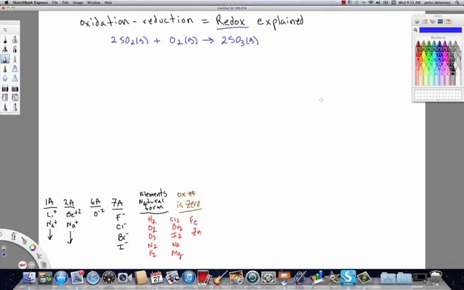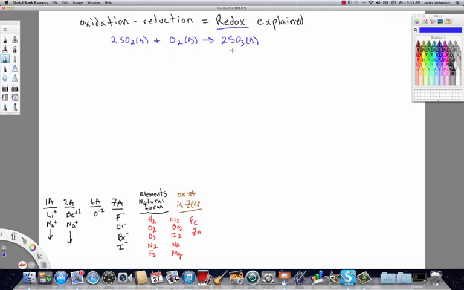Okay, in this video what I want to accomplish is to teach the viewer how to determine whether or not a chemical equation is an oxidation-reduction reaction or not. Oftentimes the acronym for these reactions is called redox, and I'll probably be using that term along with oxidation and reduction interchangeably.